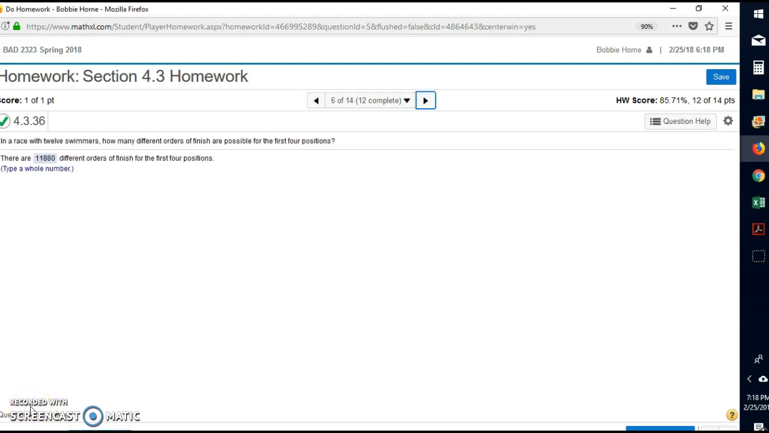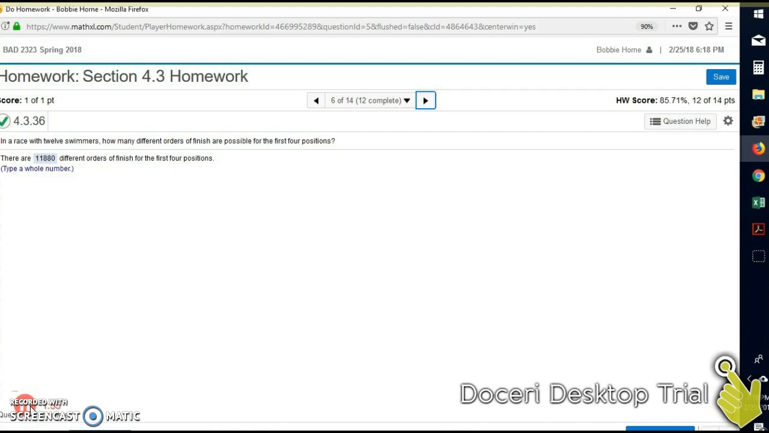Okay, on the next question it says, in a race with 12 swimmers, how many different orders of finish are possible for the first 4 positions? Now here, the order matters, because a swimmer finishing first is going to be different if that same swimmer finished third or fourth. So the order does matter, so we are going to use the formula for permutations. We have 12 swimmers, and how many different finishes can we have with 4 positions?